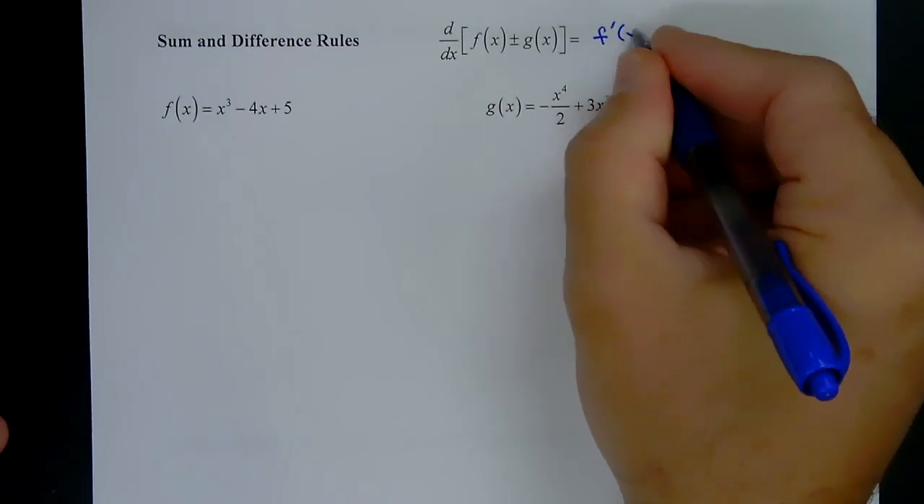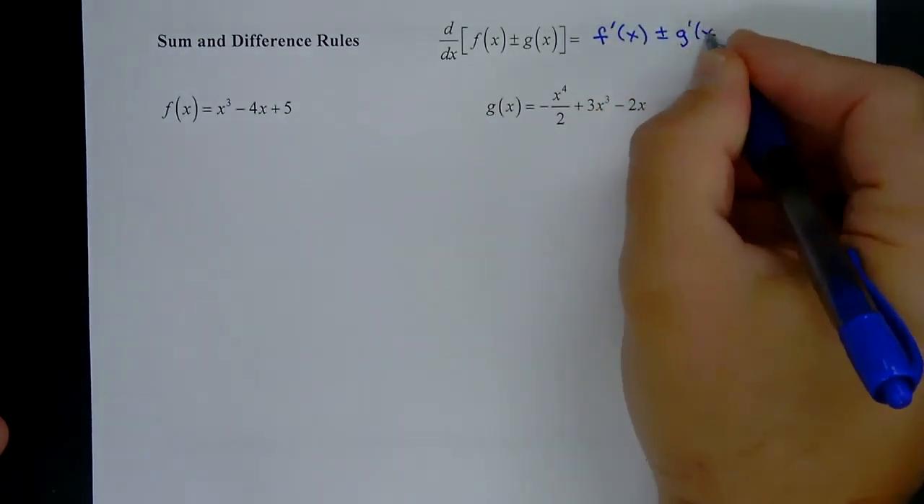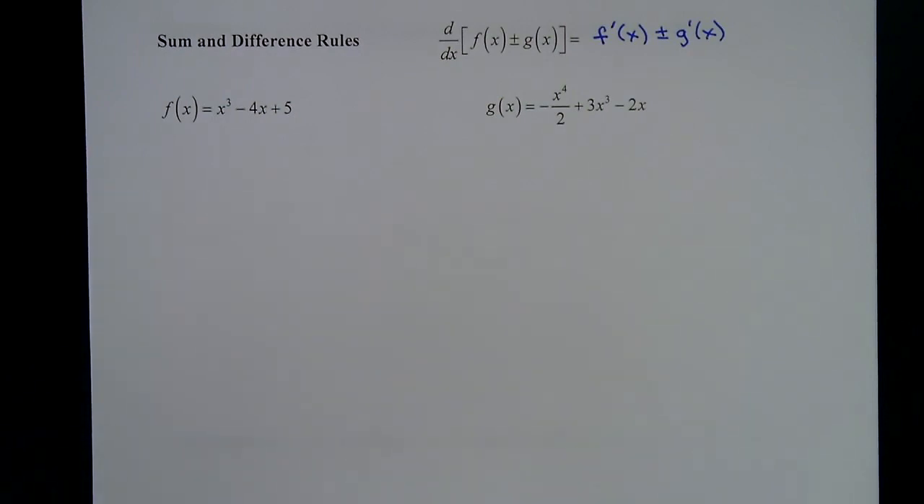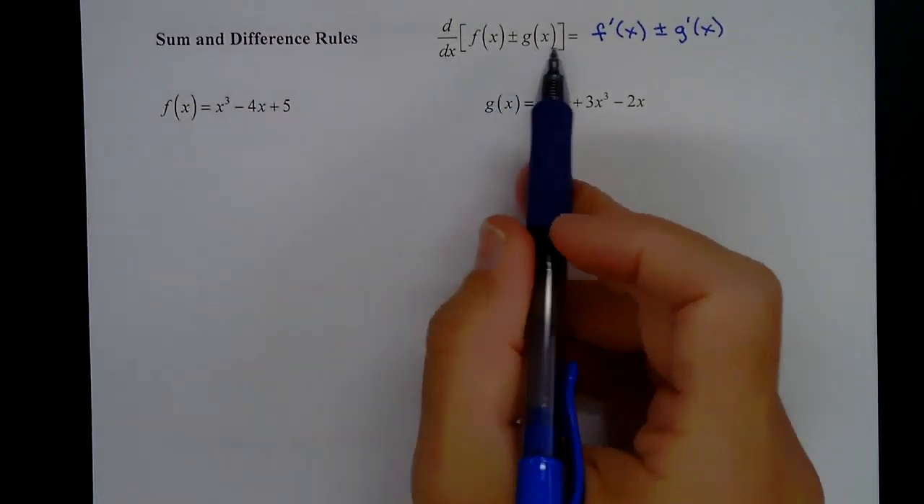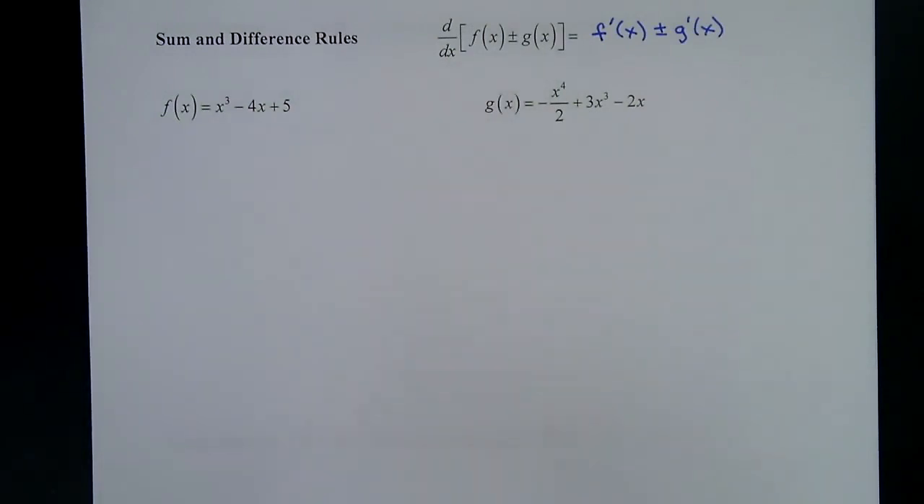So f prime of x plus or minus g prime of x. Okay, I want to say something that's going to be coming up, and I'm going to say it a million times so you don't make this mistake. When this becomes a product, it is not the same as this. It's not like you can just take the derivative of each one and multiply the results together. I will show you later on that just doesn't work. There's another rule for when it's a product.